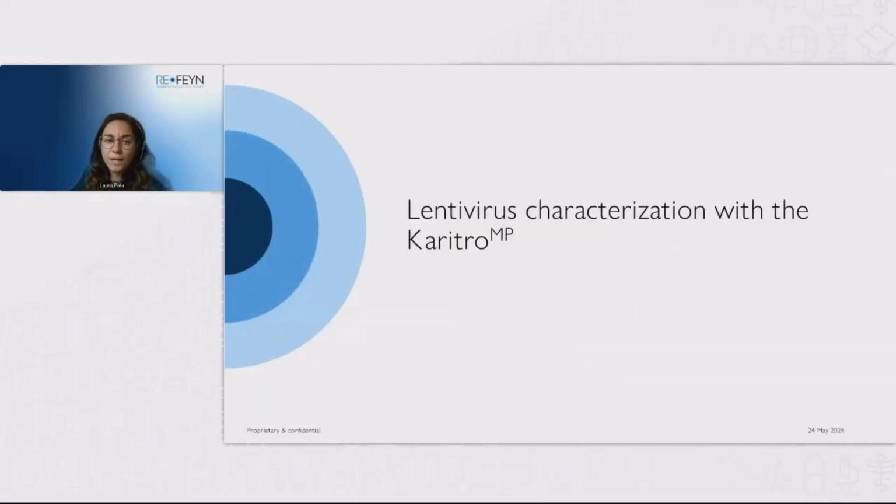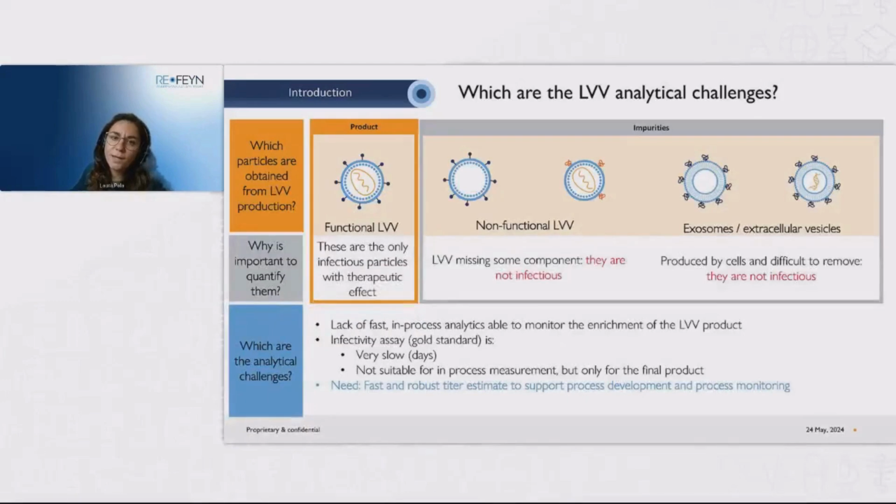Okay, so now I would like to tell you more about how Karitro can be used for lentivirus characterization. Let's look at the analytical challenges first. The particles that are obtained from lentivirus production are a mixture of functional lentiviruses, which are the only infectious particles with therapeutic effect, and a series of impurities, which are non-functional lentiviruses, meaning lentiviruses missing certain components, so they are not going to be infectious and they have no therapeutic effect. And then you have exosomes or extracellular vesicles, which are produced from the cells together with the lentiviruses and are quite difficult to get rid of.